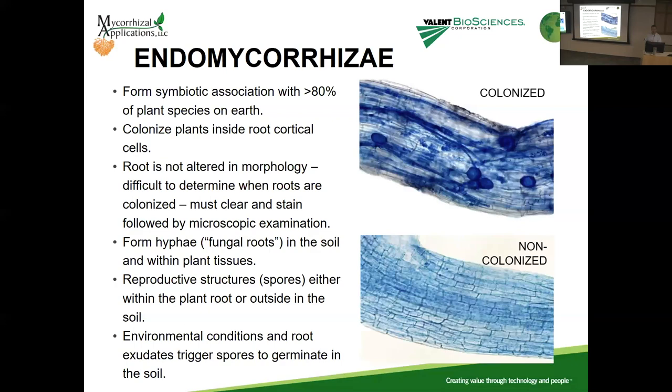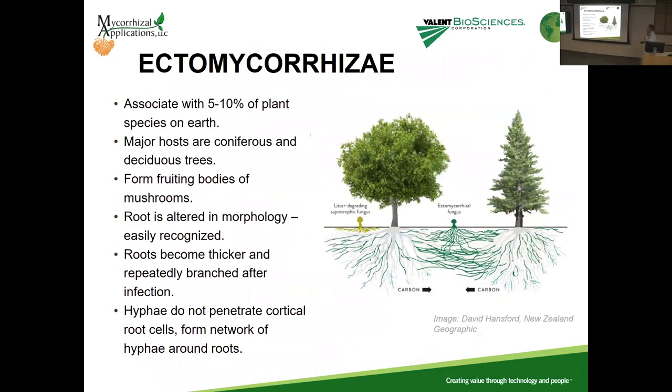And yeah, basically this is how we evaluate different plants to detect the presence of mycorrhizae. There's another kind of mycorrhizae, ectomycorrhizae, that forms symbiosis with less than 10% of plant species, and the major host plants are coniferous or deciduous trees, spruces, pine trees that form symbiosis.